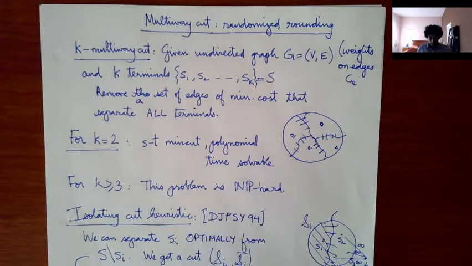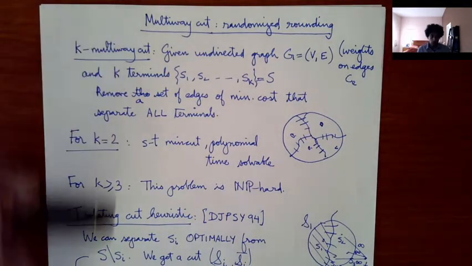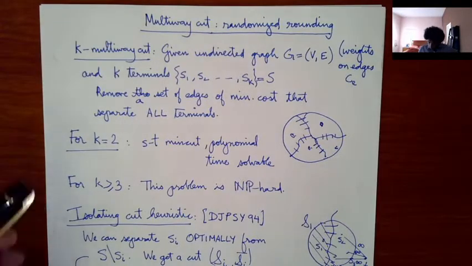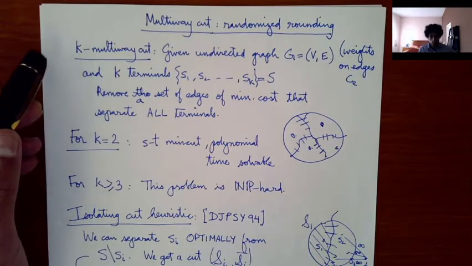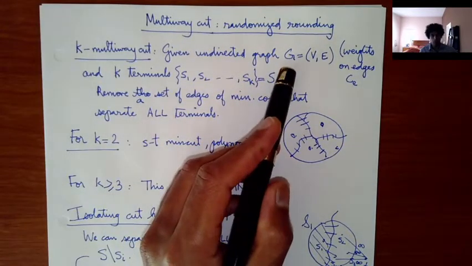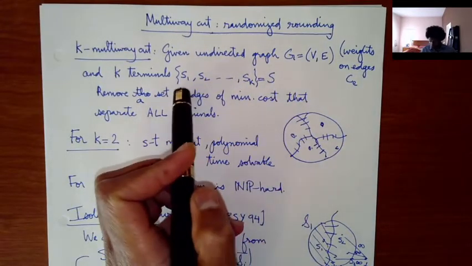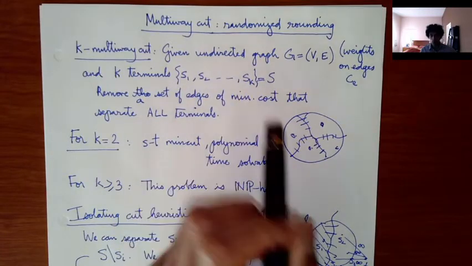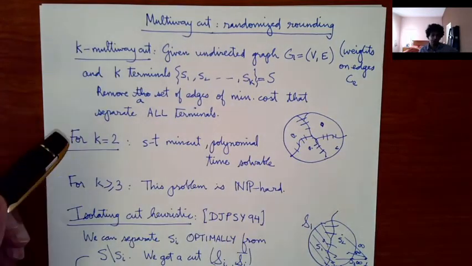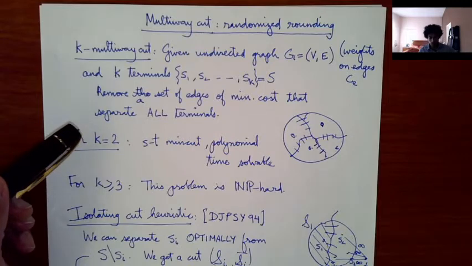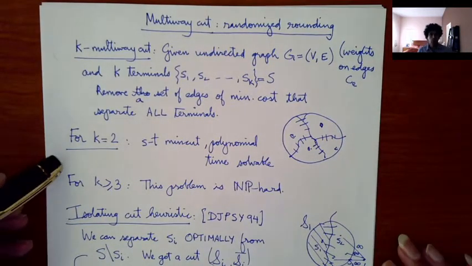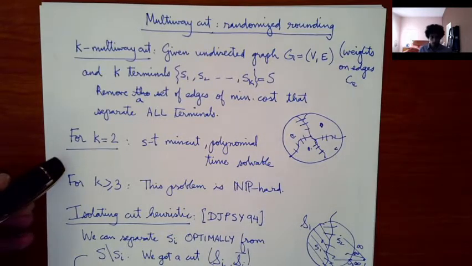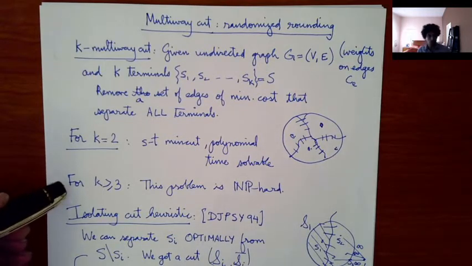All right, so again, the plan for today is to talk more about multi-way cut and randomized rounding. So remember that we discussed the problem of k-way multi-way cut: given an undirected graph G and k terminals s1 to sk, you have to remove a set of edges of minimum cost that separate all the terminals from each other. For k equals 2, this is just s-t min cut, polynomial time solvable. For k greater than or equal to 3, this problem is NP-hard.